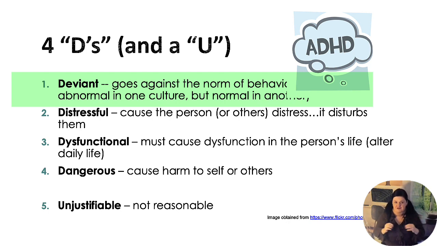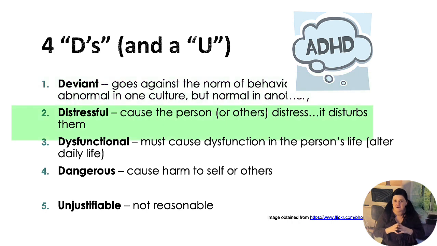The second D is distressful. Another important meaning because it causes the person or others distress. It disturbs them in some way, right? And then they have some, not necessarily anxiety, well, a little anxiety, but there's some turmoil. There's some problematic conflict, you could say, over the behavior because it's dysfunctional. It causes dysfunction in the person's life, their daily life. And then it alters the functioning of their daily life.